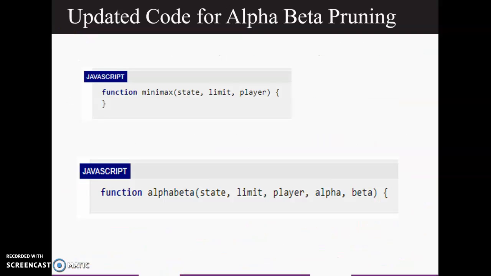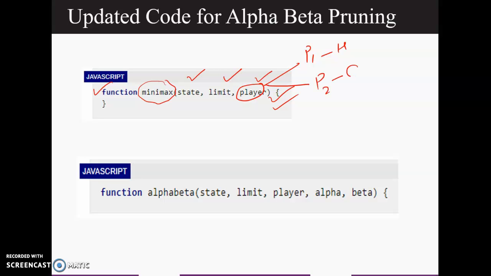This is the function you created last week, function minimax. This is the name of the function, and it has 3 parameters: state, limit, and player. As far as the player is concerned, you created 2 players. Player 1 was the human and player 2 was the computer.